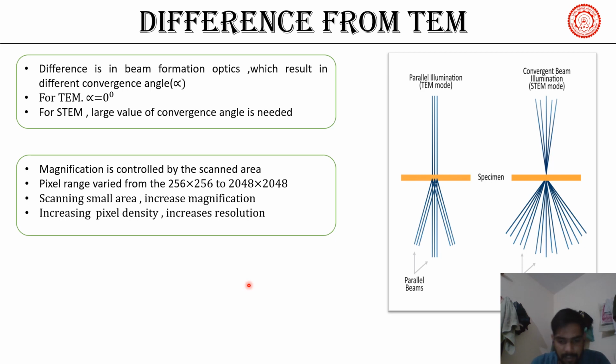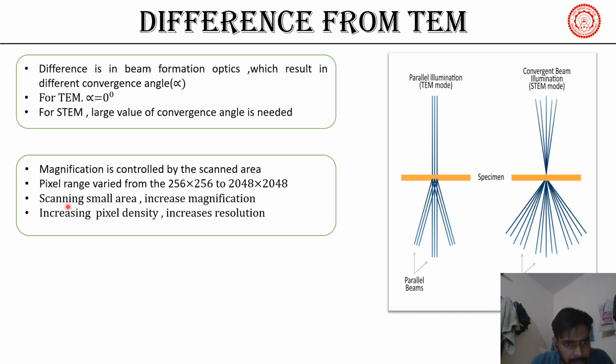For example, if we have a scanned area of 1 millimeter by 1 millimeter, and we present it on our computer screen at a region of 100 millimeter by 100 millimeter, we can say that we have a 100 times magnification. So the magnification process in STEM is not decided by the electromagnetic lenses. It only depends on the scanned area.